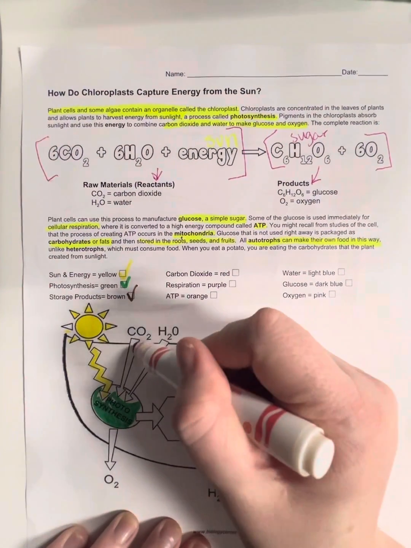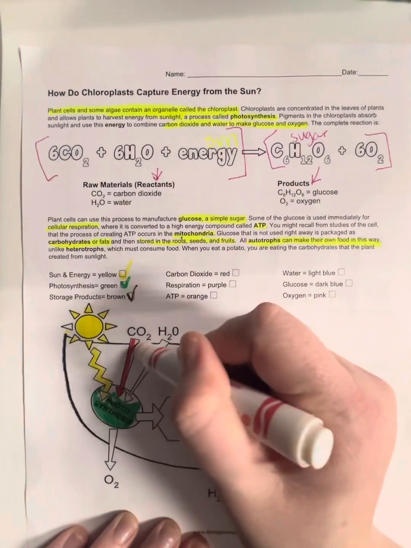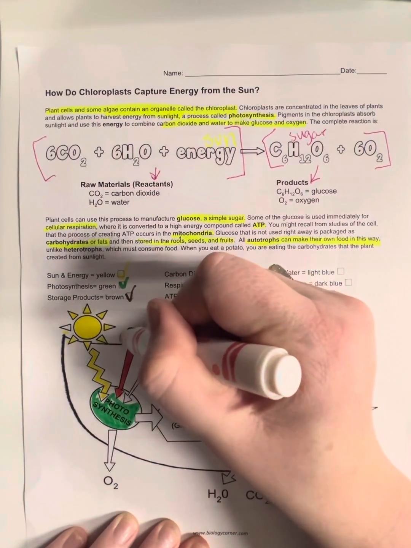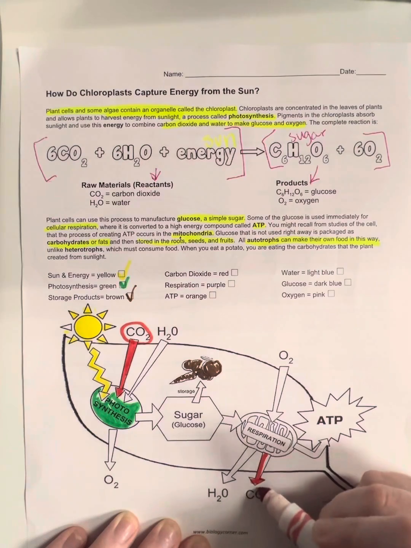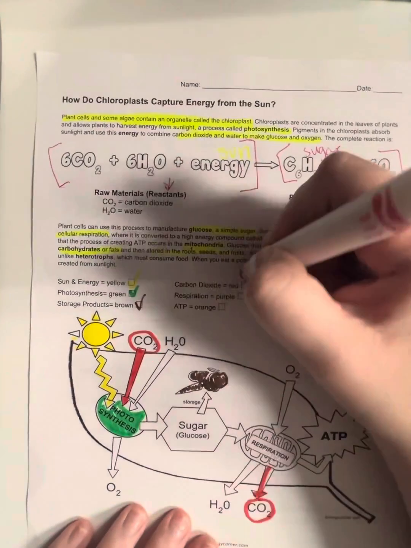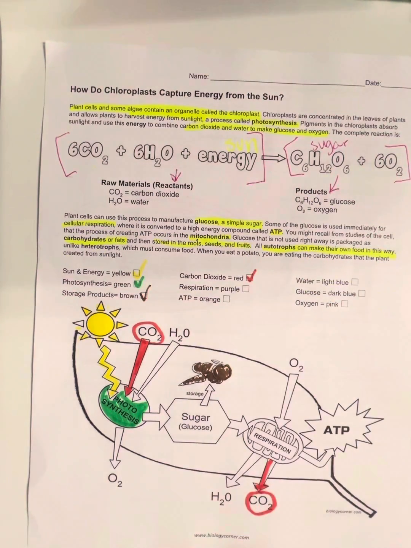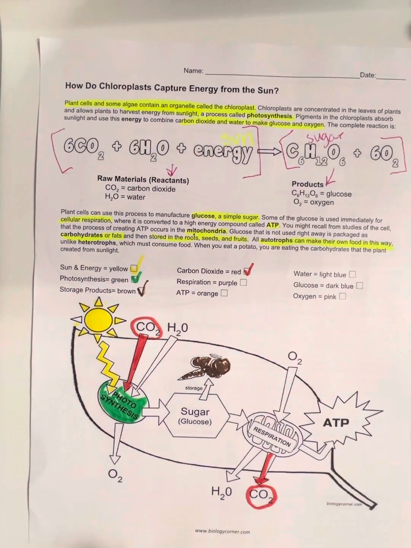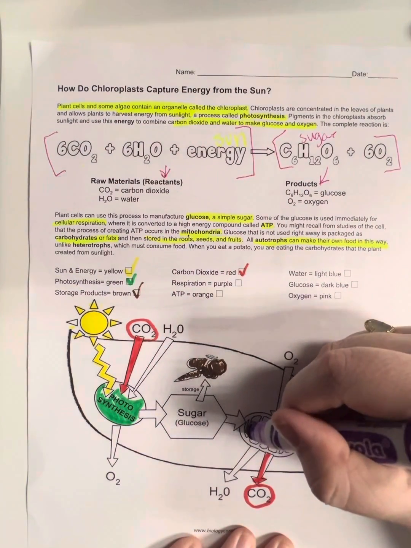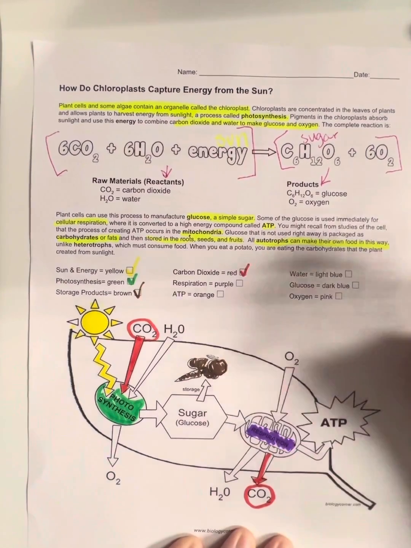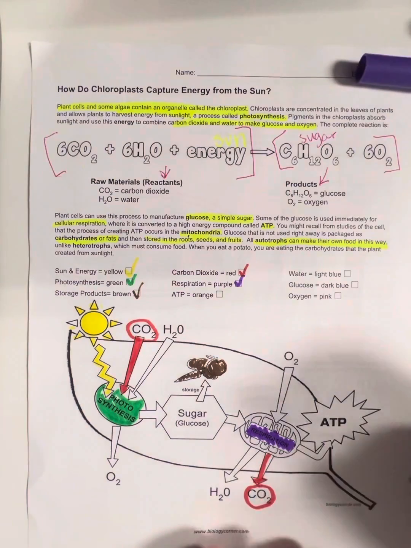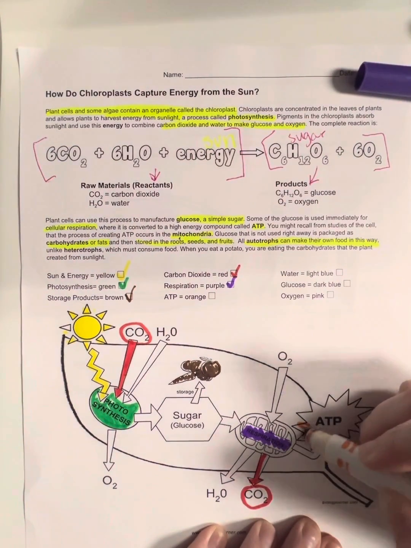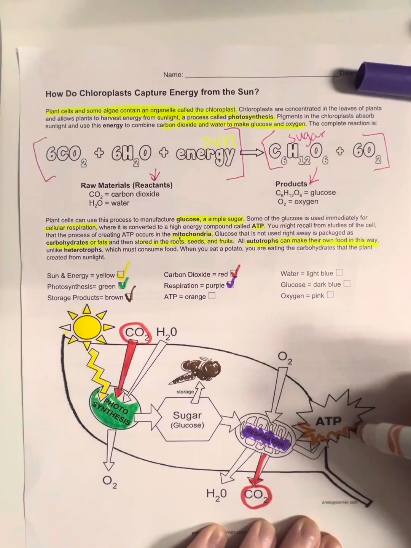So for photosynthesis, CO2 comes in, right here, and in respiration, it comes out, right here. Check. Now respiration itself is purple, and it's happening right here in the mitochondria, and it's going to create that energy known as ATP, which I'm going to color orange.